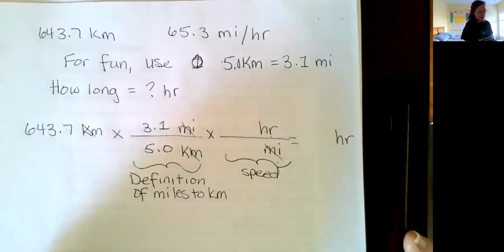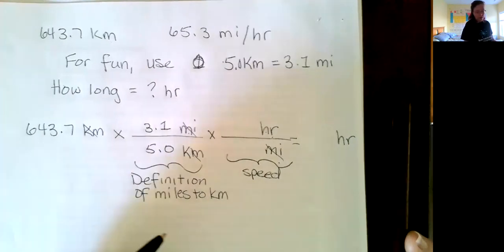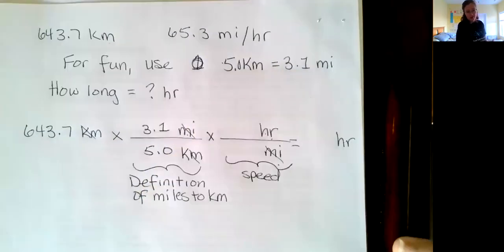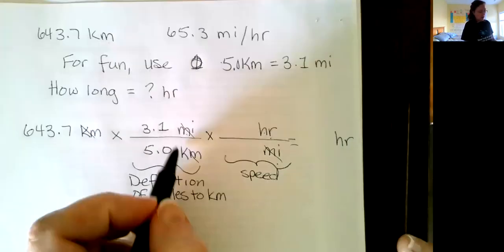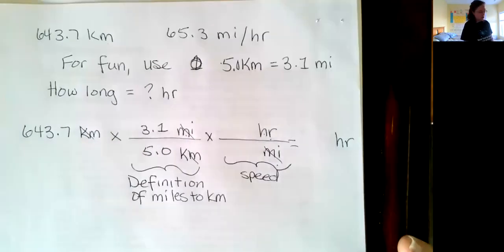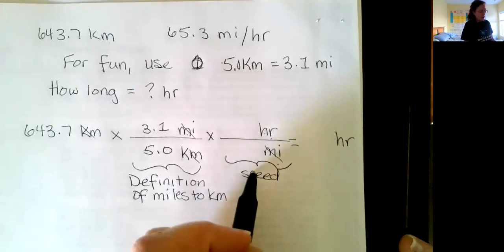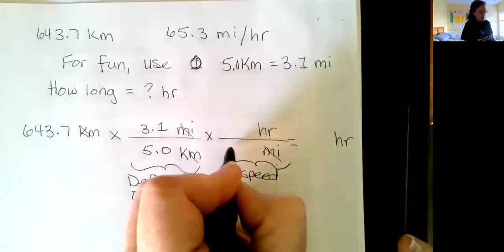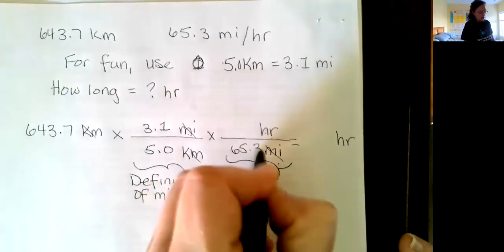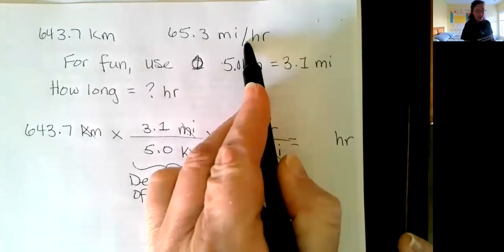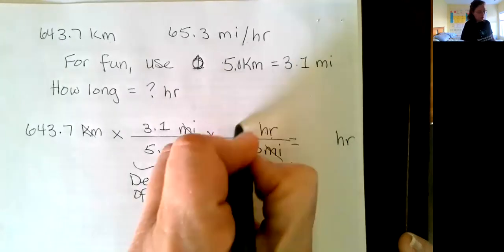You might decide to use 1 mile and 1.6 kilometers. And there's going to be another version where 1 kilometer is point something miles. For my speed, it was 65.3 miles per hour per 1 hour.